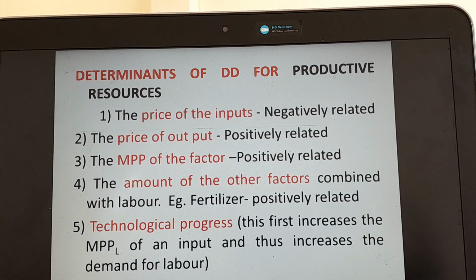The other is the amount of the other factors combined with labor. Labor is combined with, for example, fertilizer or something else. When the amount of the other factors combined with labor increases, the demand for labor or other factors also increases. They are positively related. The other is technological progress. This first increases the marginal physical product of an input and thus increases the demand for labor.